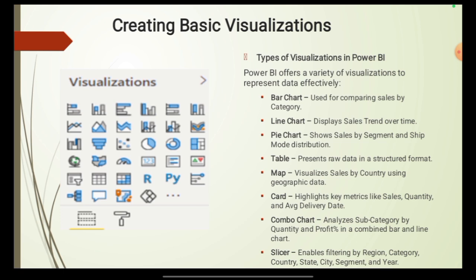A bar chart is useful for comparing values such as sales by category, where each bar represents a category's performance. A line chart is ideal for displaying trends over time, such as sales growth or decline across different months. A pie chart shows proportions such as sales distribution by segment and shipping mode, making it easy to see the relative share of each category.